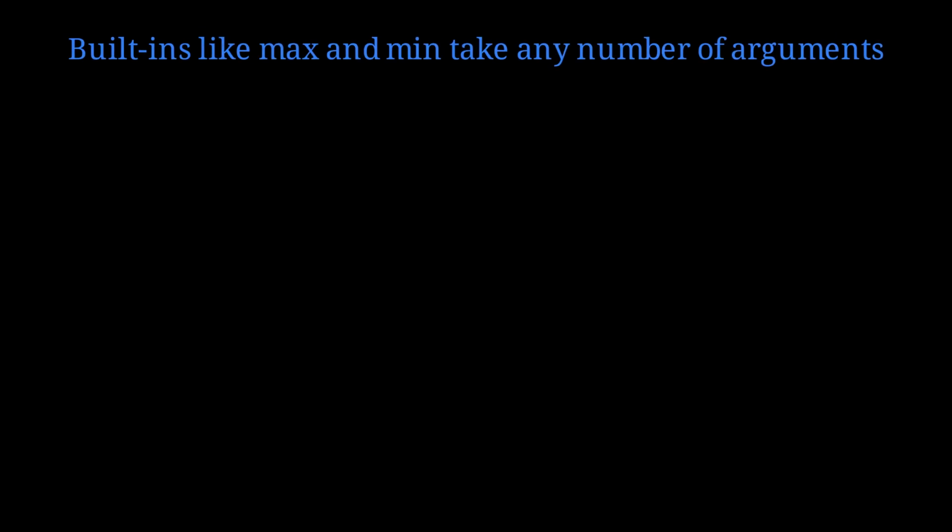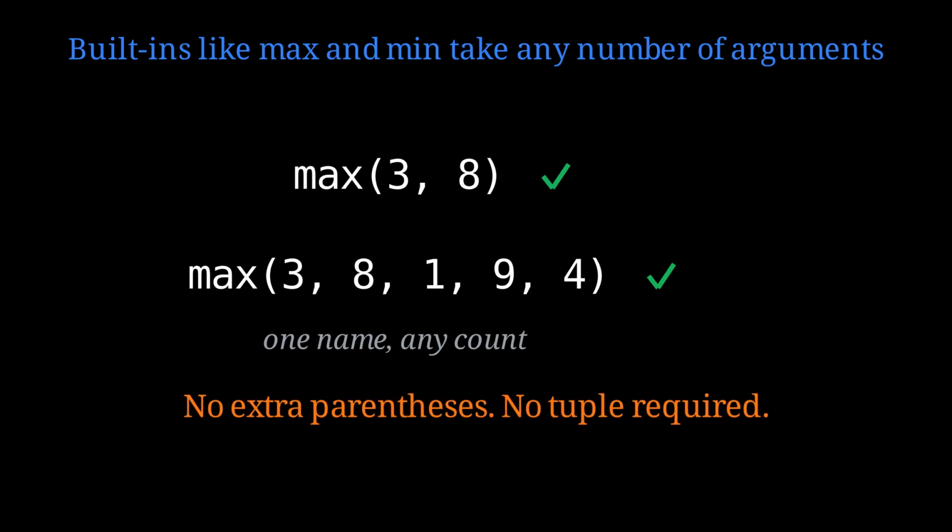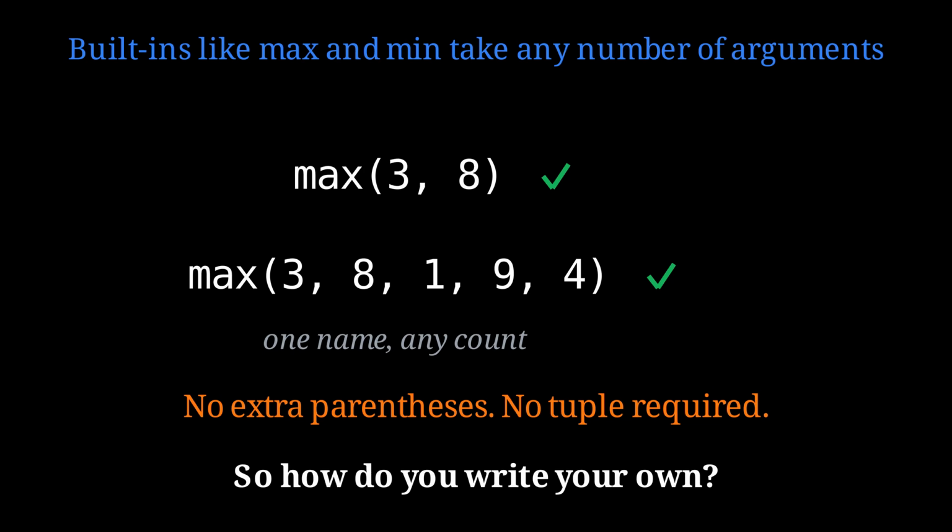They accept a variable number of arguments. You can ask for the max of 3 and 8, or the max of 3, 8, 1, 9, and 4, and it still finds the largest of them all. You do not add extra parentheses, and you are not passing a tuple, though passing a tuple also works. So how would you write your own function that behaves this way?